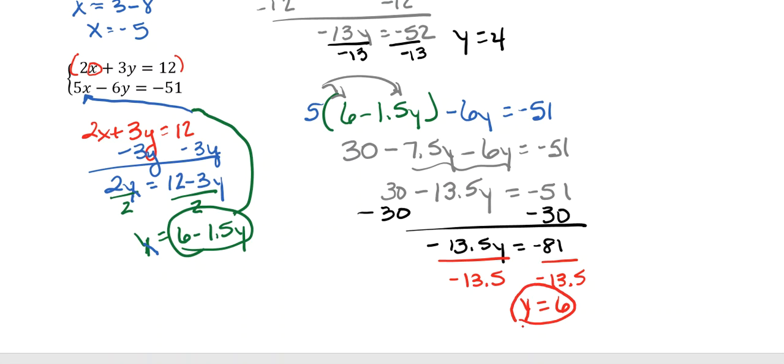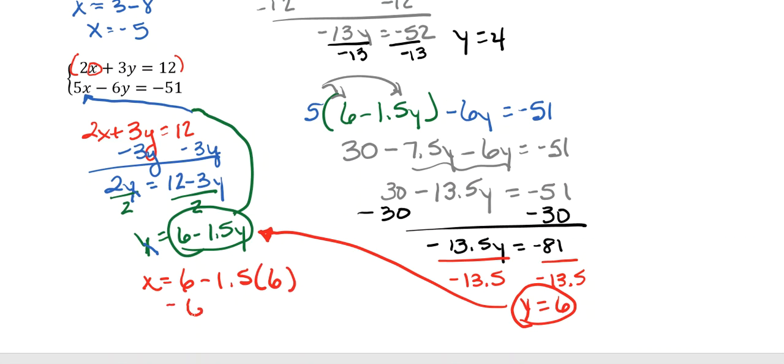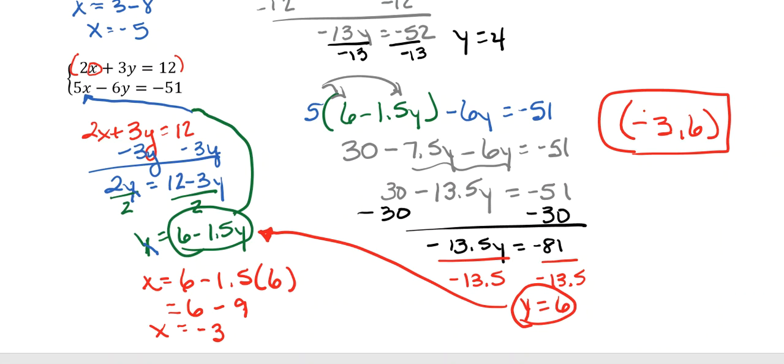Now that I know what it is, remember you go back here, plug it into what you already knew. It equals 6 minus 1.5 times 6. 1.5 times 6 is 9. 6 minus 9 is negative 3. So my answer is negative 3 and 6. Again, one more time, it doesn't matter which method I would have used, all of these would have given me that answer. So go ahead and work on those.